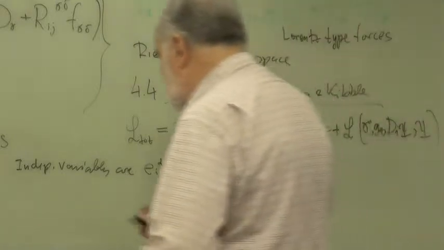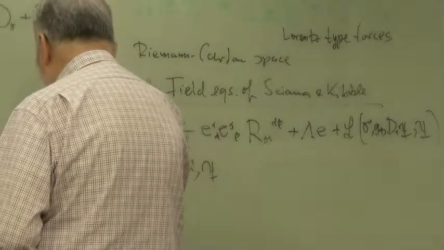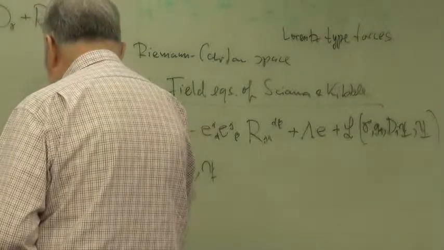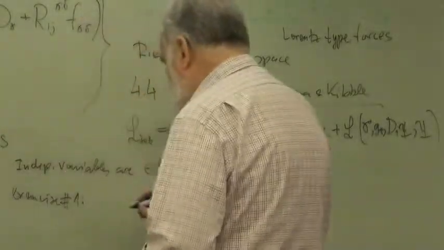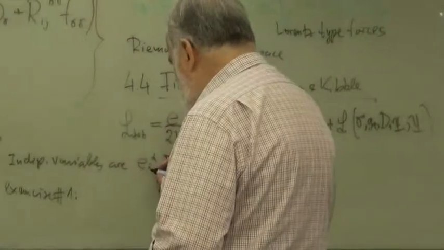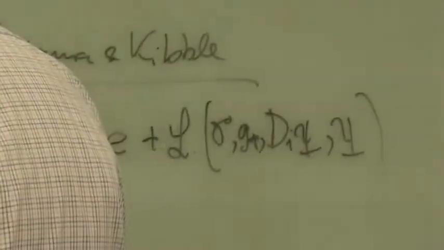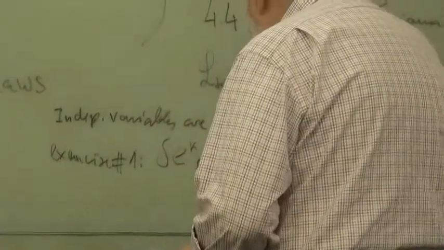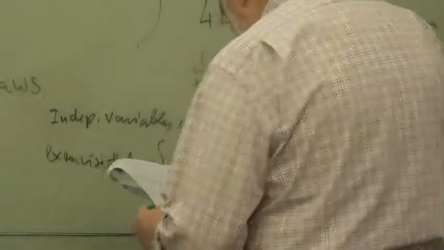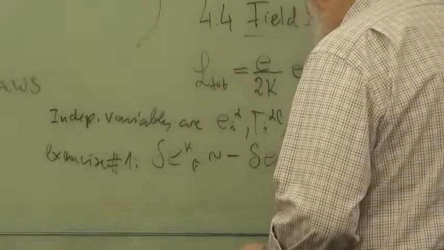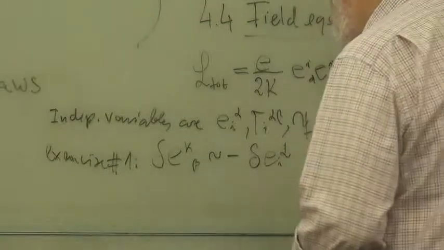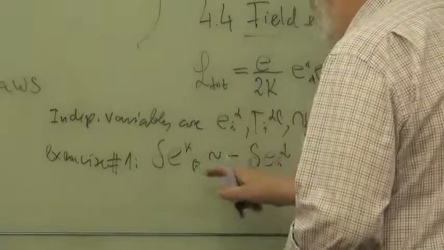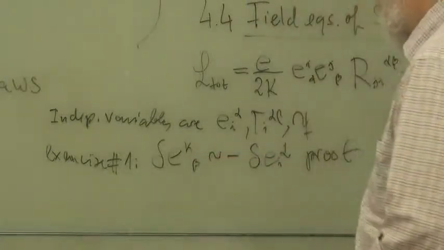And now I have the exercise 1 for students. I've always had one student who made exercise number 1. Prove that the variation of, we have here the variation where the i is down and the alpha is up. But we can also define a variation in the other way around, which is often very convenient. So delta e_k^beta, which is proportional to minus the variation of delta e_i^alpha, e_i^alpha. There's a minus sign between the variation of the frame or the variation of the co-frame.